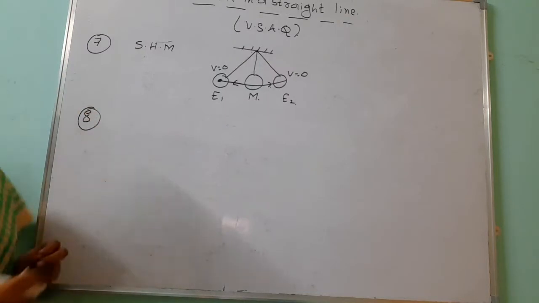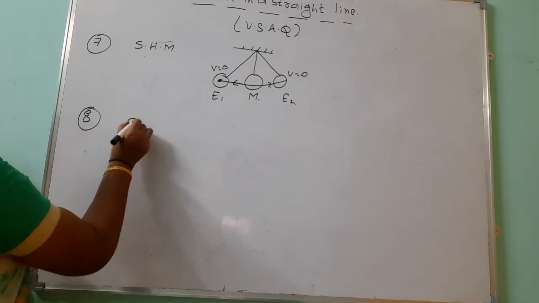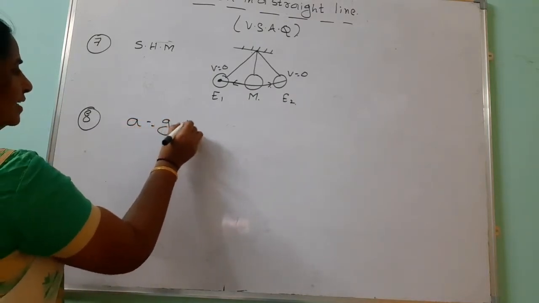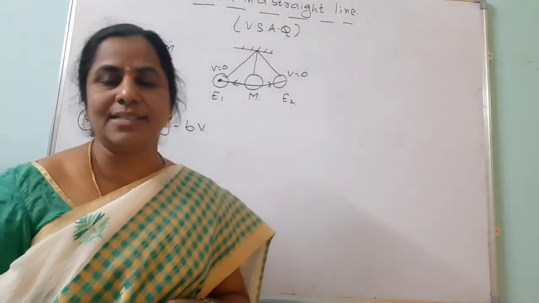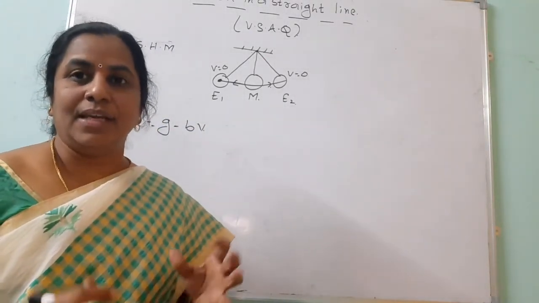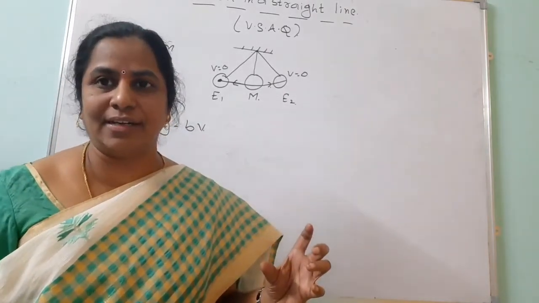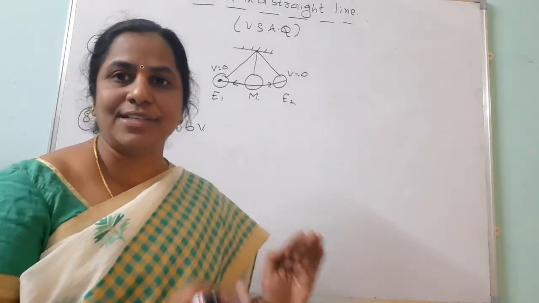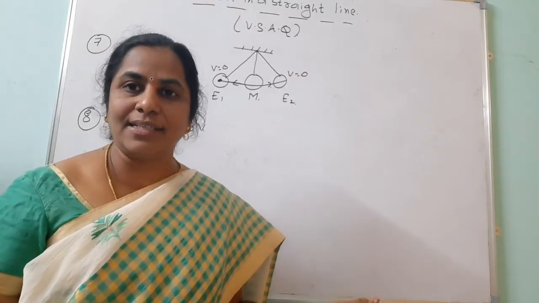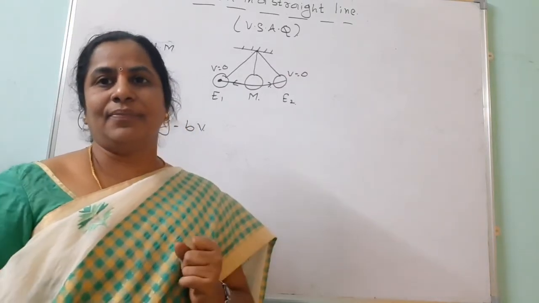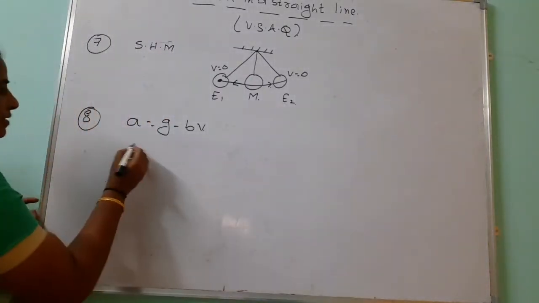Then our eighth very short answer question in this chapter: they have given one expression, A equals G minus BV. Here G is the acceleration due to gravity, B is a constant and V is the velocity. In this question they clearly mention that velocity is constant, meaning velocity is not changing with respect to time. Then what about acceleration? Whenever velocity is changing, that is called acceleration. Here velocity is constant, which means acceleration equals 0.